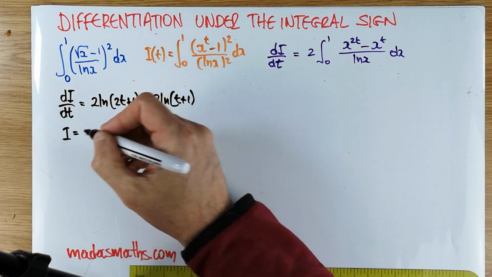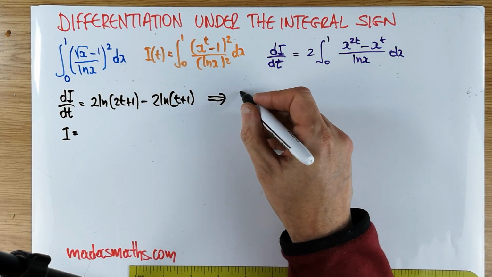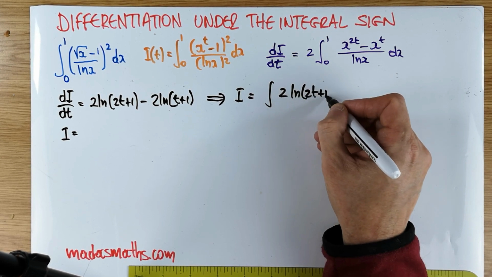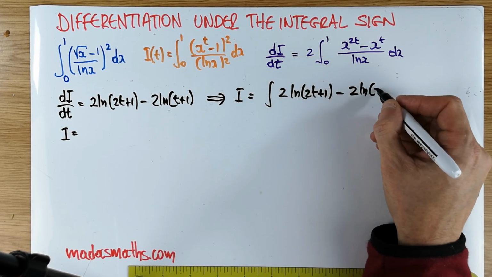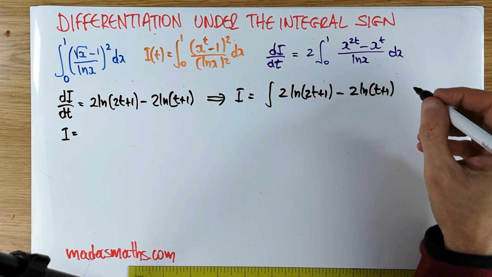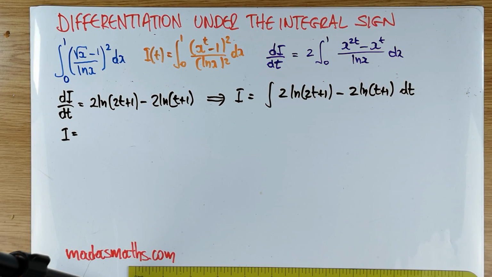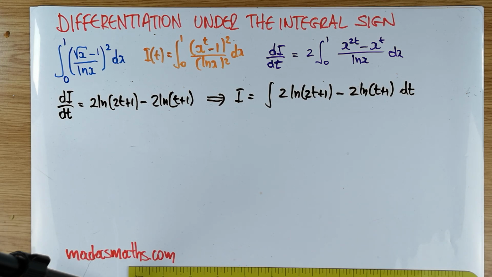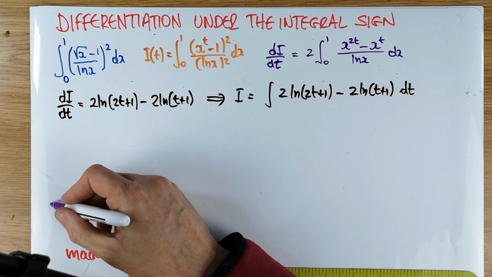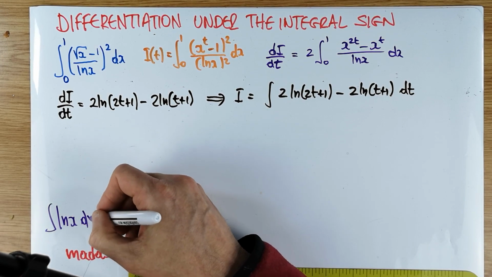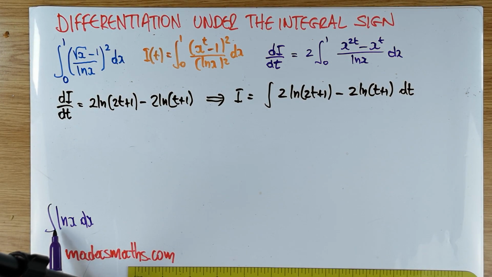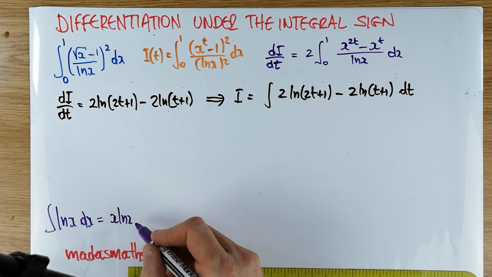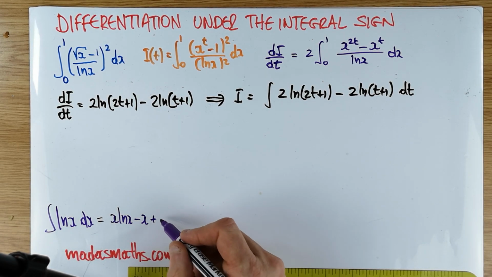So my I is going to be the integral of 2 log 2t plus 1 minus 2 the log of t plus 1. And of course, this needs to be integrated with respect to t. I know how to integrate log of x. I'm going to write it perhaps somewhere at the bottom here. The integral of the log of x dx can be done by parts, of course. If you don't know the standard result for that, you can write it as 1 times the log of x. It integrates to x log x minus x. It's a well-known result, plus some constant.